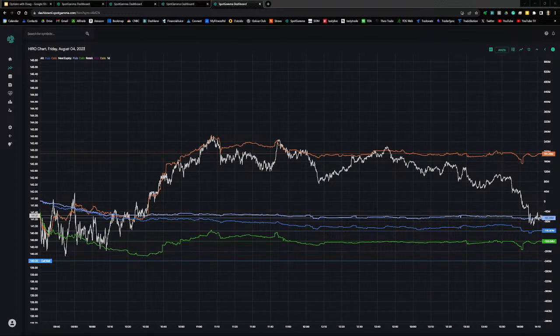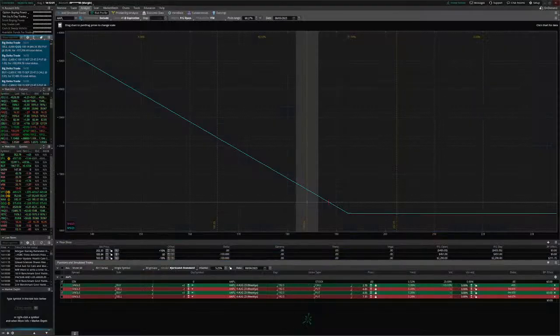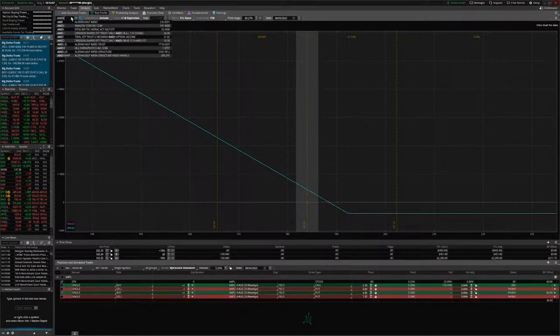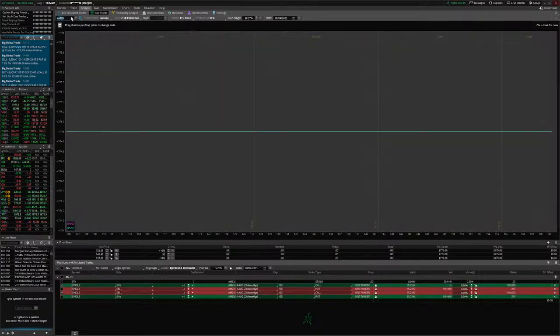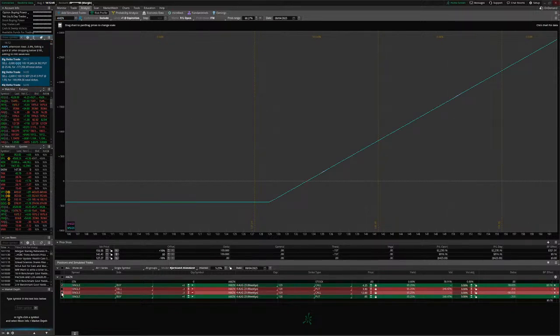I did a simulated trade for Amazon as well, just to see what would happen. So let's go to Amazon. Remember yesterday, traders were buying calls. So I put on a simulated trade buying a call that expires today. It was at the money. Right now the profit on that would be around $815.